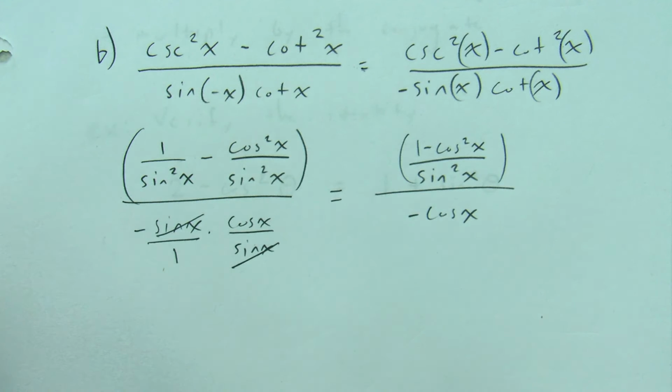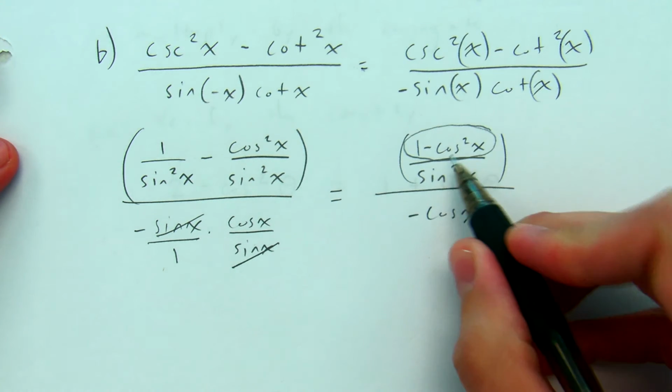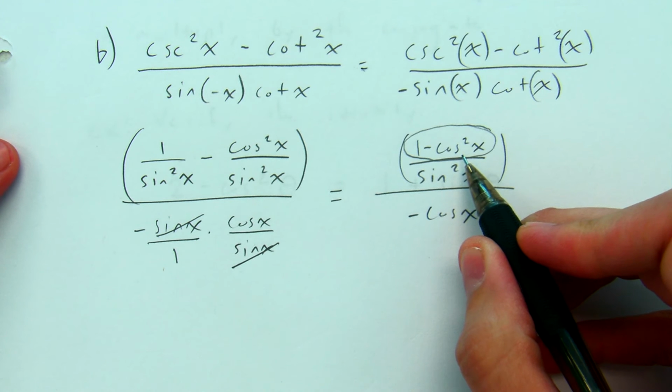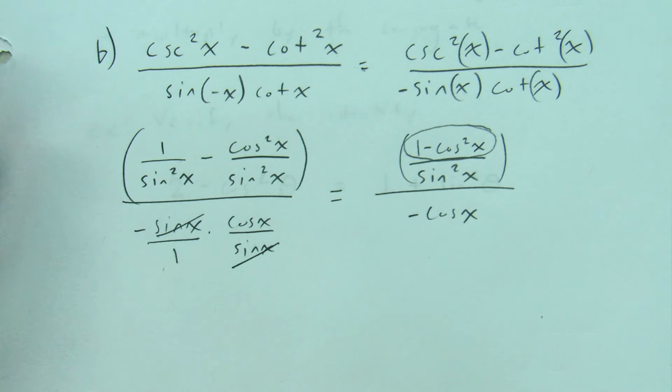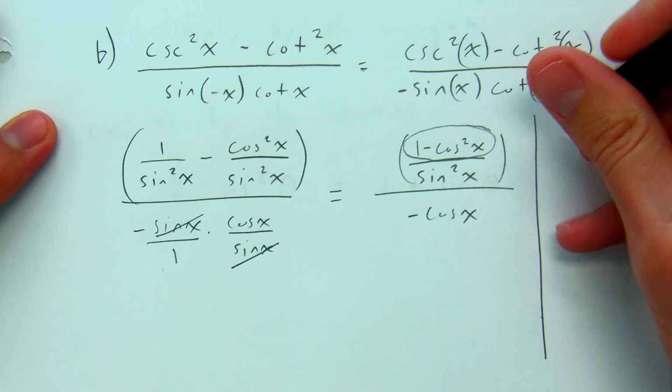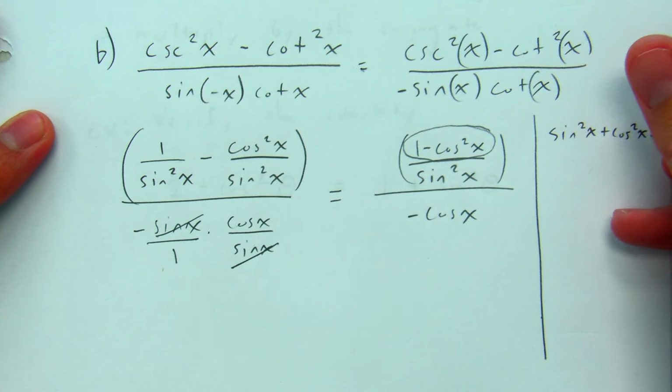Okay, this next part is pretty cool. 1 minus cosine squared x should remind me of my Pythagorean identities. Whenever I see squared trig functions and 1s, I think of my Pythagorean identity. Which Pythagorean identity is it that has cosine squared? It's this one. Sine squared x plus cosine squared x equals 1.